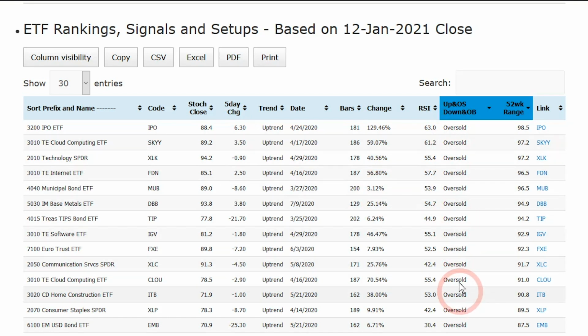It tells me when an ETF was oversold over the last 5 days, and it is in an uptrend, up and OS. And if we look here, we can see that ITB came across as oversold in an uptrend over the last 5 days. And that's what prompted me to investigate the chart further and see if there was a bullish setup working. And there is, as I showed you, a bullish continuation pattern, a big triangle.